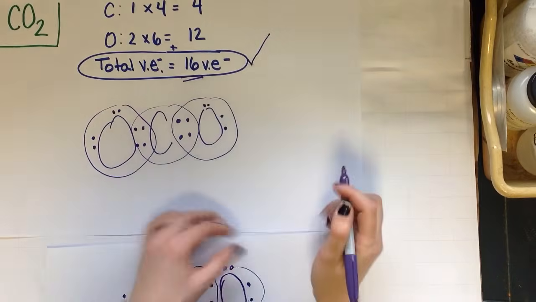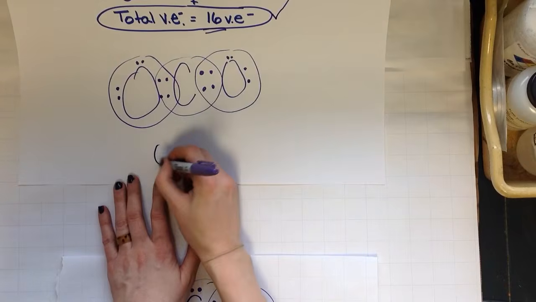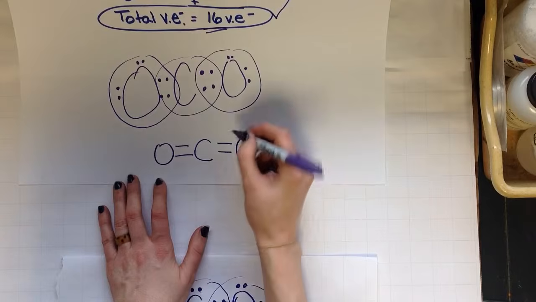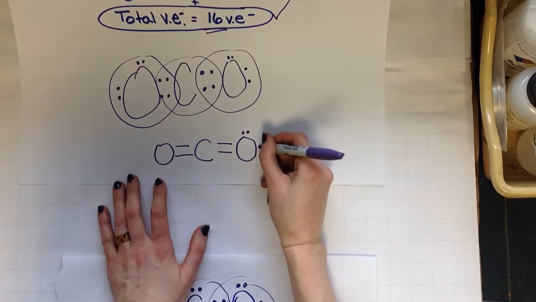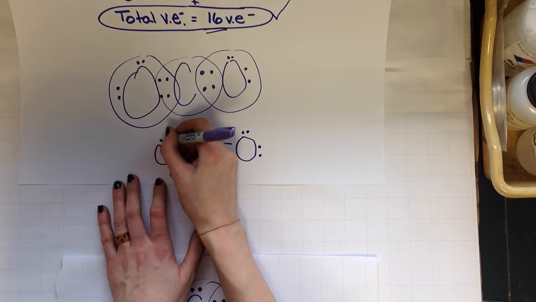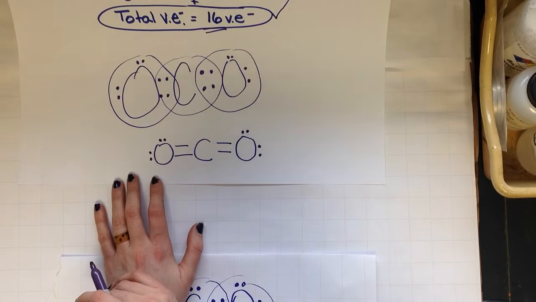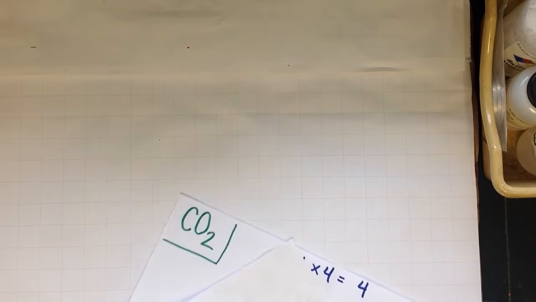Now, if you remember, we can redraw this using our stick structure. So that's oxygen, double bonded to carbon, double bonded to oxygen. And I would like you to actually write your valence, or your other non-bonding electrons on the rest of your compound. Okay? All right, let's try another one.